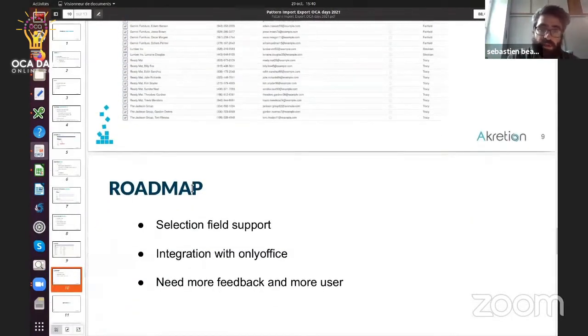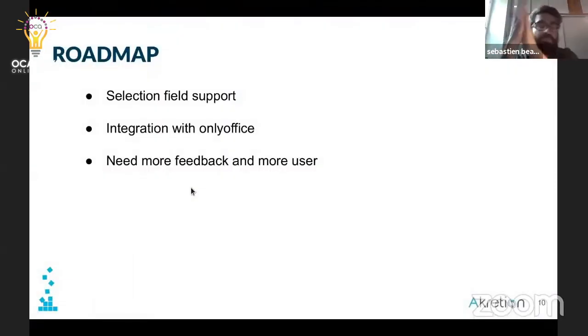So now, what is the roadmap for this module? I want to add support of selection field. We forgot to add this. We should do it in the same way we did for the many-to-many and many-to-one. We also want to do an integration with OnlyOffice because it will be great if you can directly edit a document in a Google-like way, with a Google Drive or stuff like that.